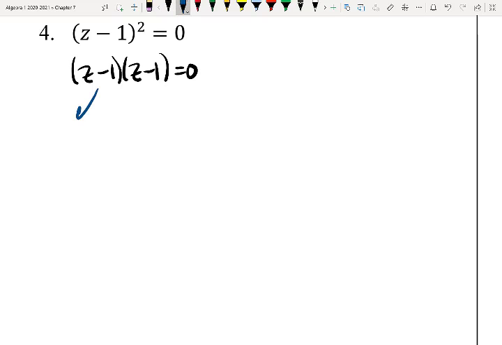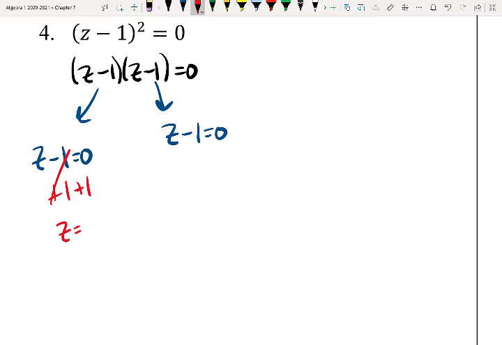So I'm going to go ahead and set each of those equal to 0. Z minus 1 equals 0. Z minus 1 equals 0. You can see pretty quickly here, though, that even though I have two separate equations, I'm going to get positive 1 for the solution for both of them.